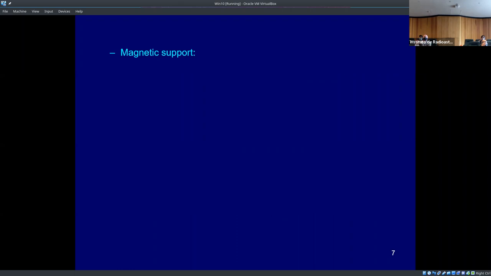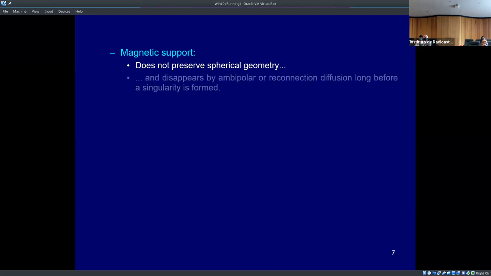Also, magnetic support has been invoked as a means to maintain the clouds in hydrostatic equilibrium, with the cloud contracting slowly just because of ambipolar diffusion. So the magnetic flux diffuses out slowly, and then your clouds can contract. But the problem with that is that it does not preserve spherical geometry. The clouds flatten when you have magnetic support. So your entire spherically symmetric model goes down the drain when you assume magnetic support.